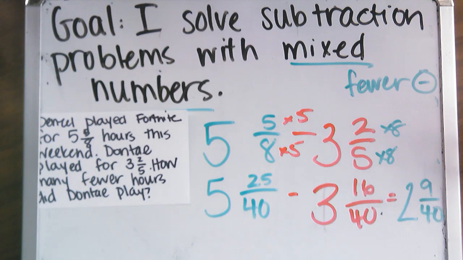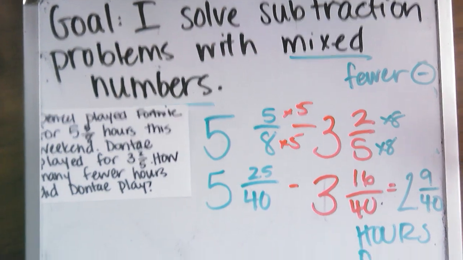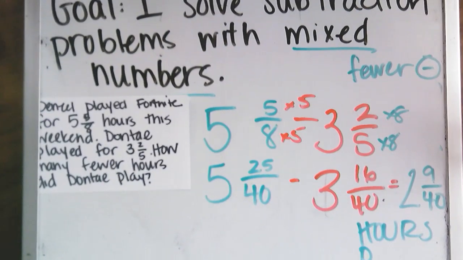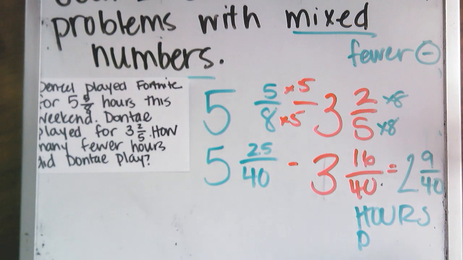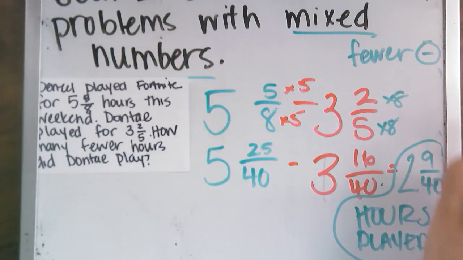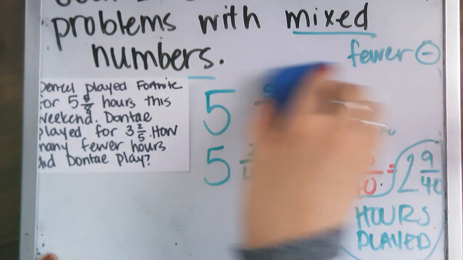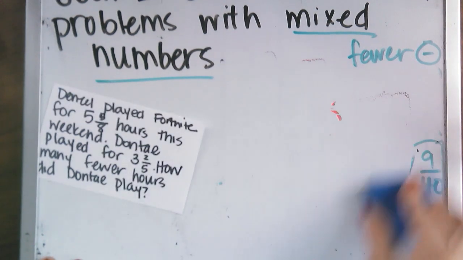Then I need to add my units. So we're talking about hours, and we're talking about hours played. So I can just write hours played, and then I can circle my answer. So 2 9/40 hours played. Less hours played would probably be better. So that word fewer told me that I should subtract.